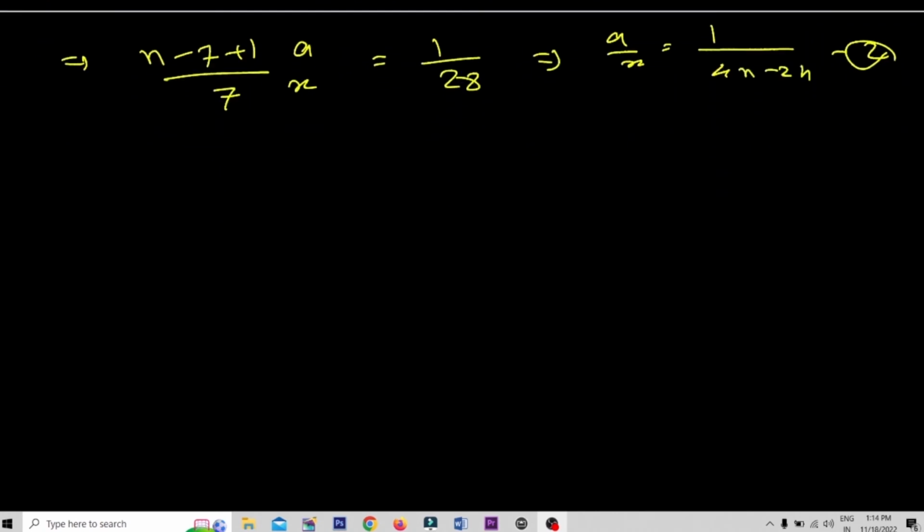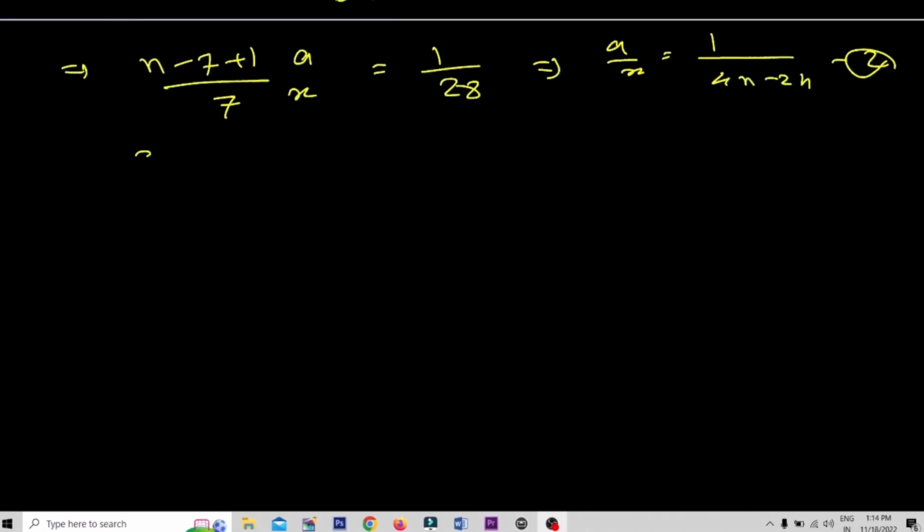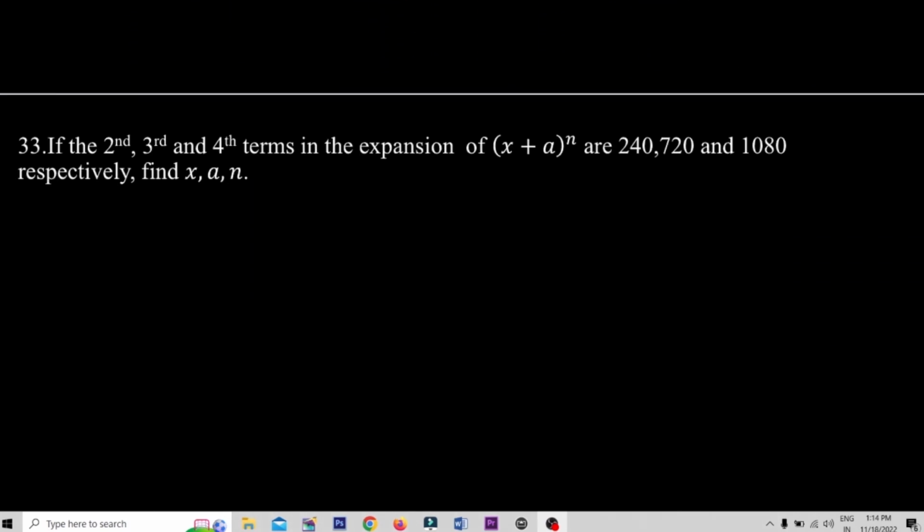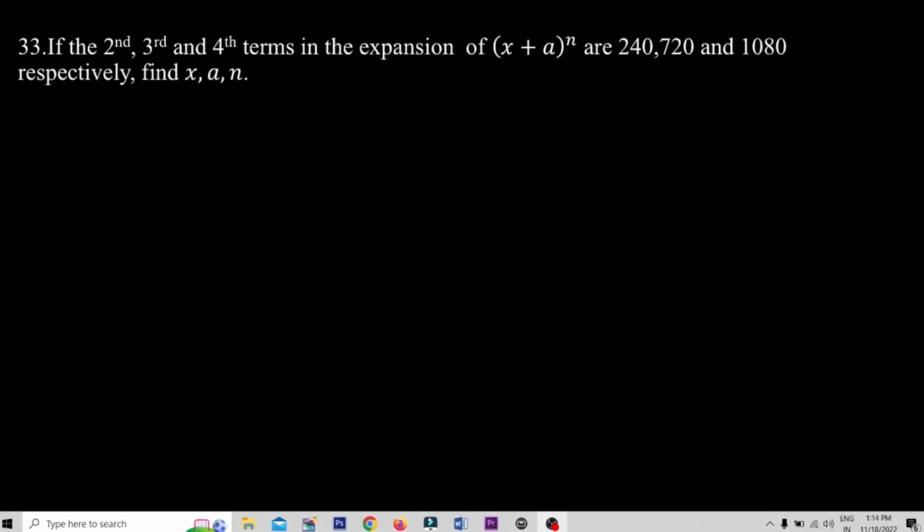If we equate number 1 and number 2, we are getting 3 by (8n minus 40) equal to 1 by (4n minus 24). Therefore, if we multiply, we are getting n equal to 8, and accordingly we will get the values of a and x. Let us come to question number 33.